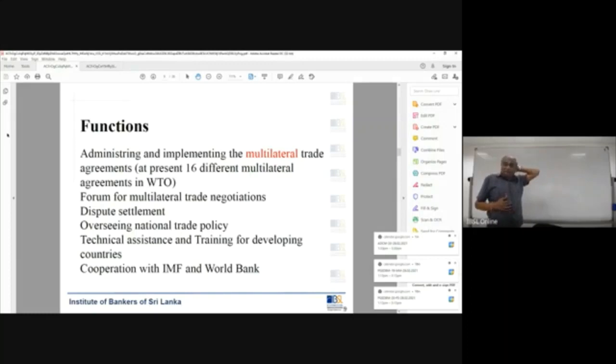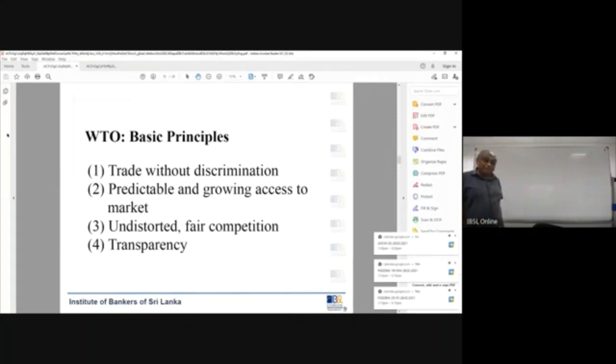Then technical assistance and training for developing countries. Cooperation with IMF and World Bank. WTO basic principles: trade without discrimination. When a bunch of people are there, they don't want to discriminate. Predictable and growing access to the market. Undistorted fair competition, which is like trade without discrimination. Transparency is very important.